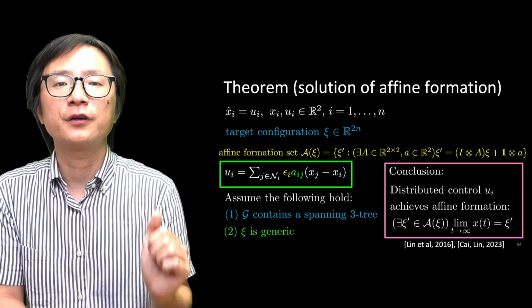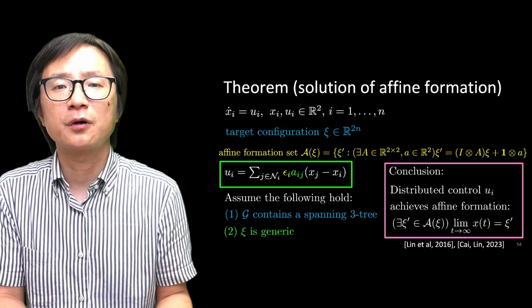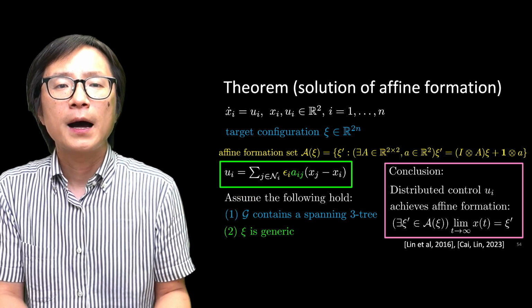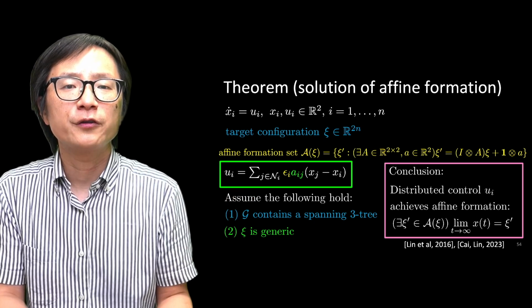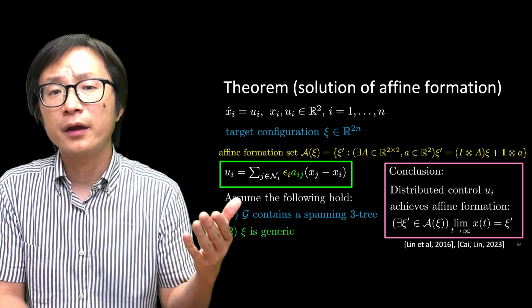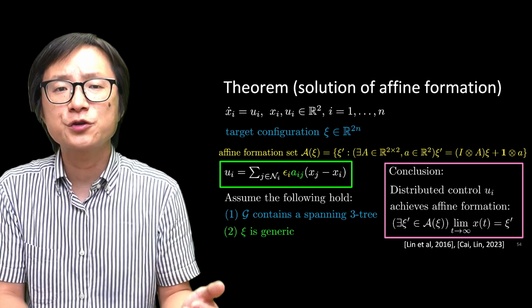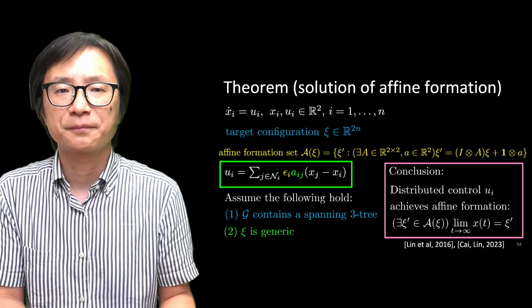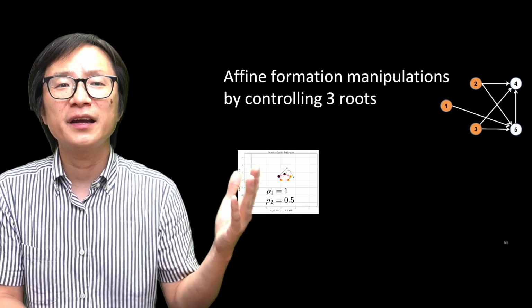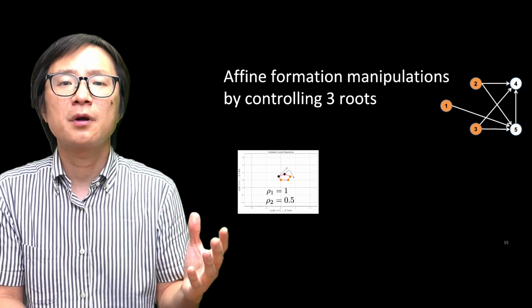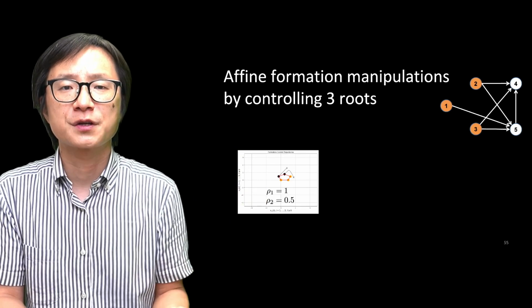And here's our solution to the affine formation control problem. With this form of distributed control, we can solve the affine formation control problem under these two conditions. One, the graph contains a spanning 3-tree. Two, the target configuration is generic. We can also easily manipulate the entire affine formation by controlling only the 3 roots.